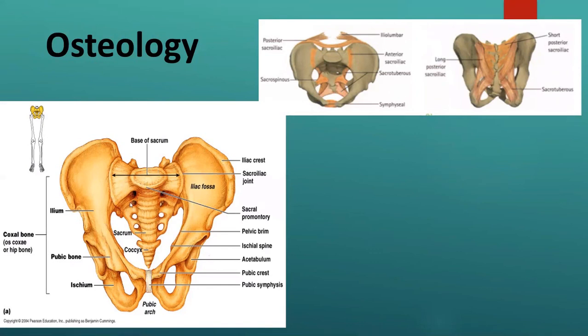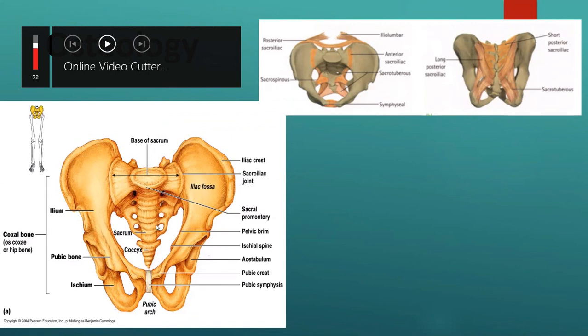This ring will do the function of the pelvis, which is mainly protection of the internal organs and transmission of weight from the body to the lower limb for the act of walking and propulsion of the womb.